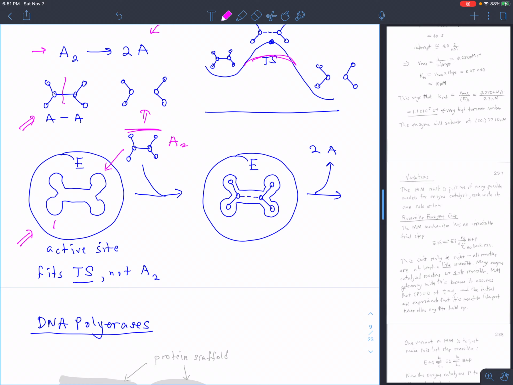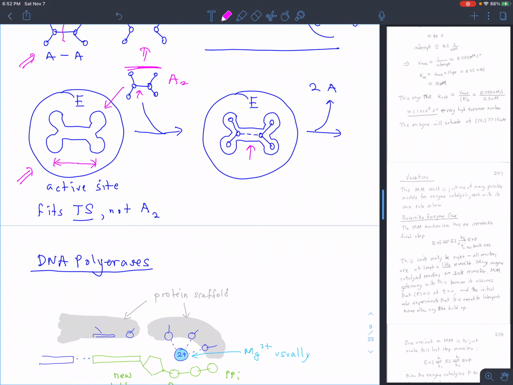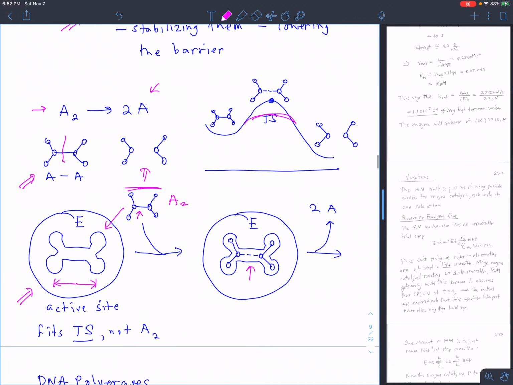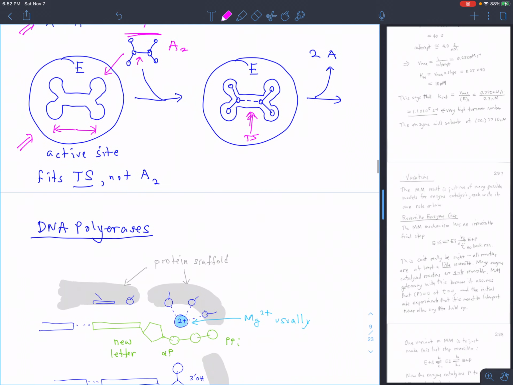But suppose the distance here is, again, just a little bit bigger than this bond distance between the 2 halves of the A2 molecule. Then when the A2 molecule binds, it's going to stretch that bond a little bit. That basically puts in some of the energy that's necessary in order to eventually break that bond, and so stabilizes the transition state. Basically, this is the transition state. It stabilizes the transition state, makes the barrier lower, makes the reaction faster.